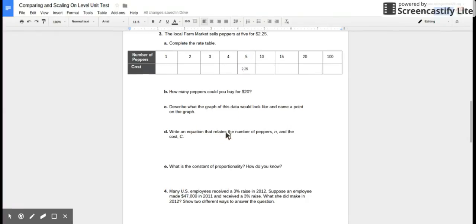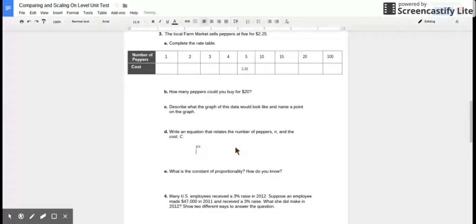Write an equation that relates the number of peppers N and the cost C. While looking over the test, I noticed that there were a lot of people that said cost equals how much their unit rate was, and then N equals how much the unit rate was.